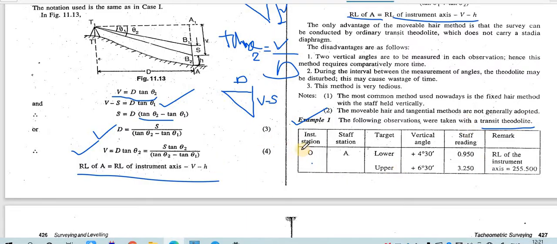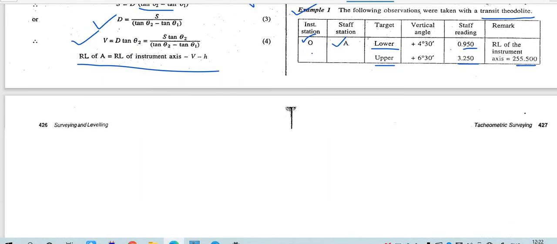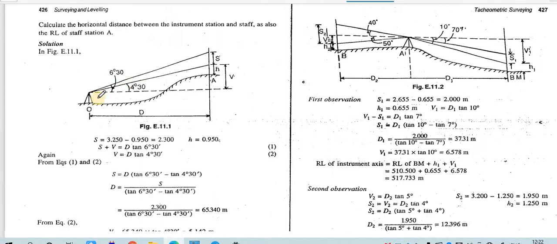So the question is saying that the instrument is at point O, the staff is at point A, and the lower target and the upper target are given. One is at an angle of 4 degree 30 minutes, second is at an angle of 6 degree 30 minutes. The staff reading is 0.950, which is at the lower one, and at the upper one it is coming out to be 3.250. And the RL of instrument axis is already given, which is 255.500.